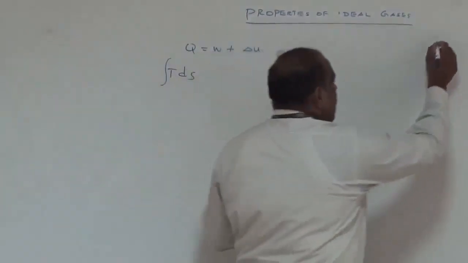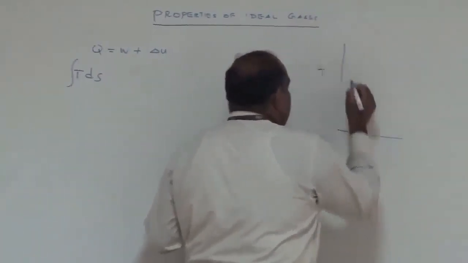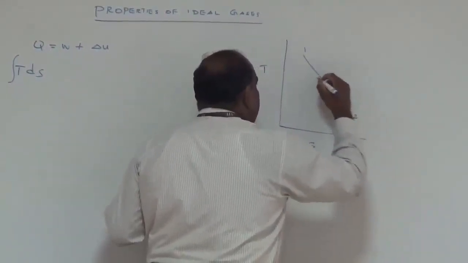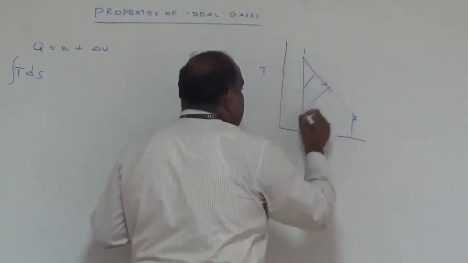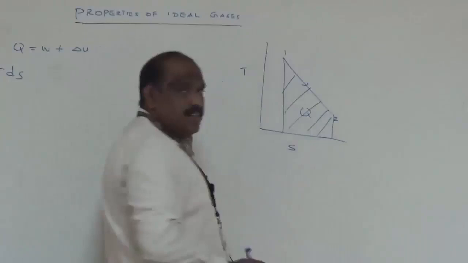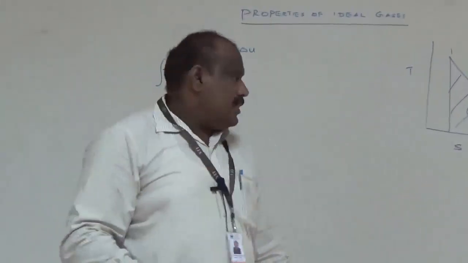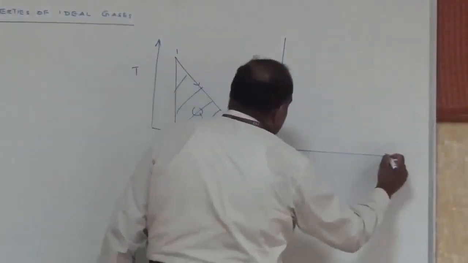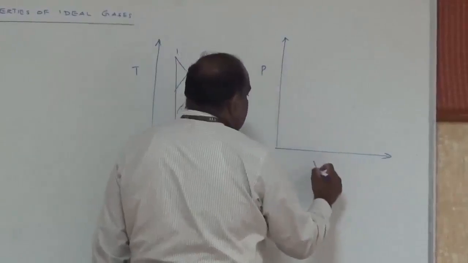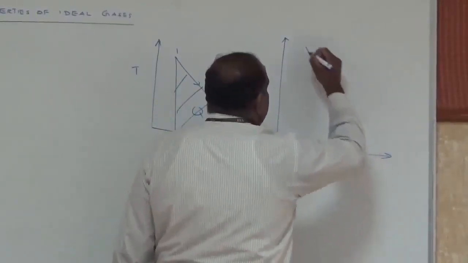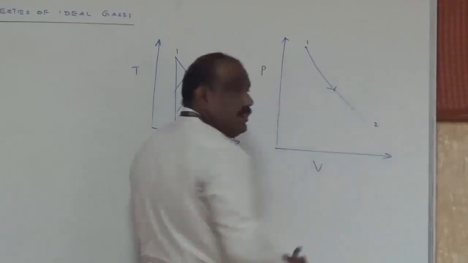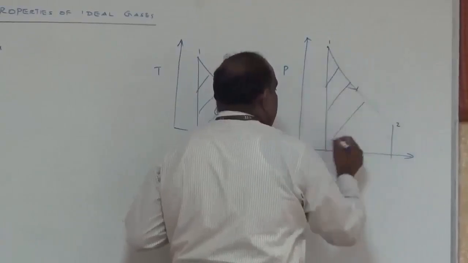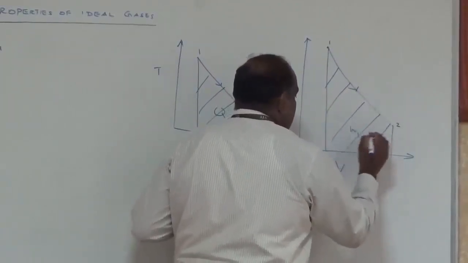We already know that for a process from 1 to 2, the area under the TS diagram indicates the heat transfer, which is a path function. Similarly, the area under the PV diagram indicates the work done. So from this diagram, this is W12.